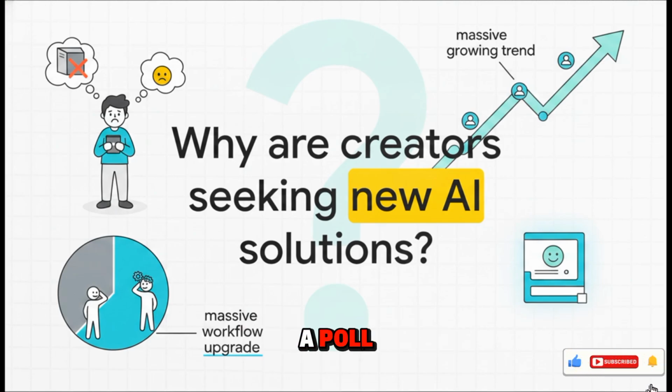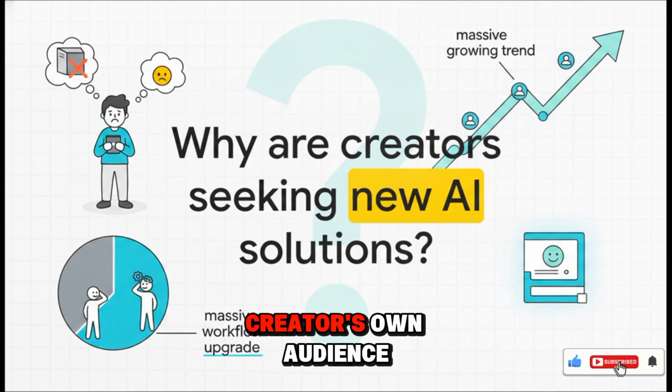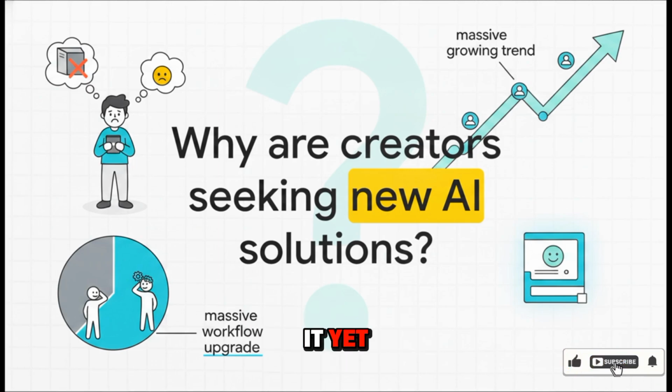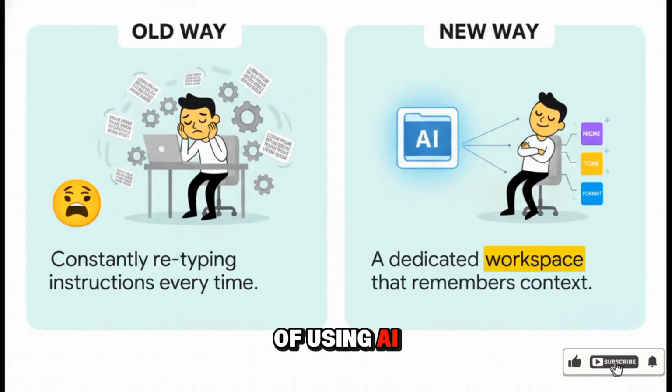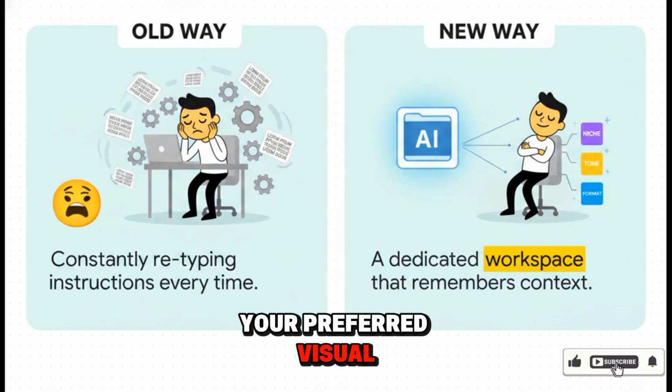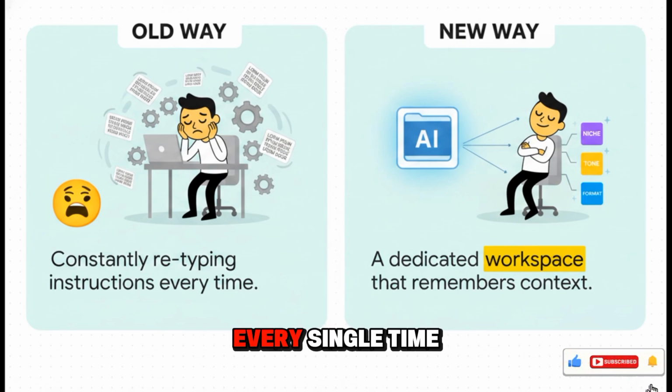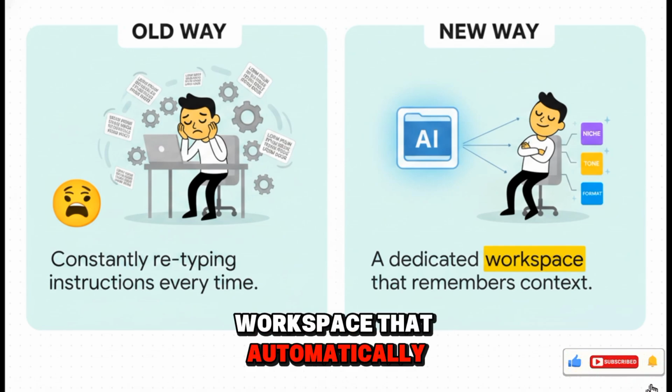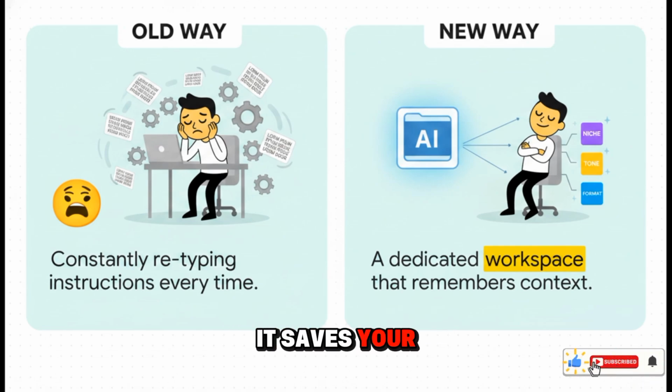But get this, a poll showed that over 60% of this creator's own audience hadn't even tried it yet. They're missing out on a huge workflow upgrade, mostly because they just don't realize how much better the interface has gotten. The old way of using AI? It feels exactly like dealing with AI amnesia. You're constantly retyping your niche, your tone, your preferred visual style and formatting instructions every single time you open a new chat. It's exhausting. The new way uses a dedicated workspace that automatically remembers all of that context. It saves your time, your tokens, and honestly, your sanity.